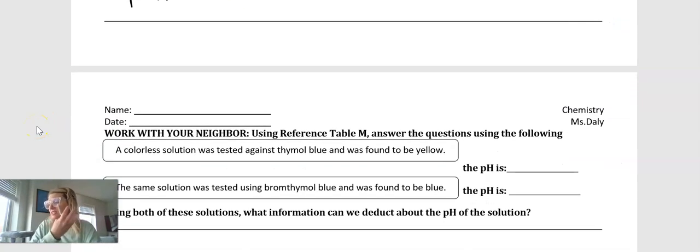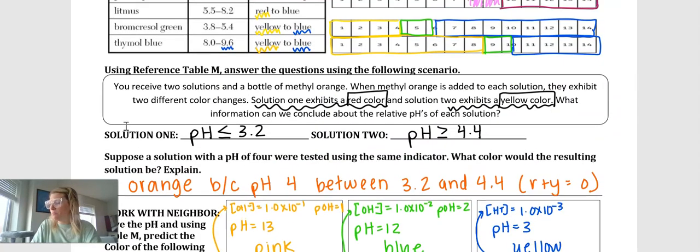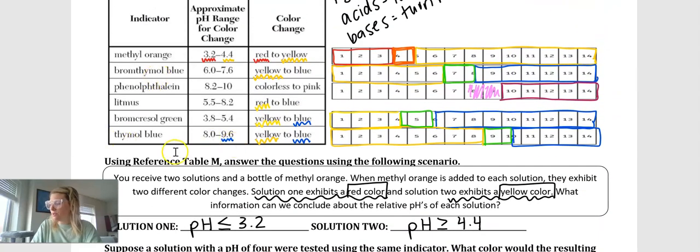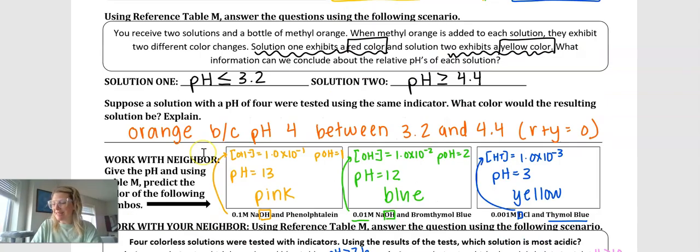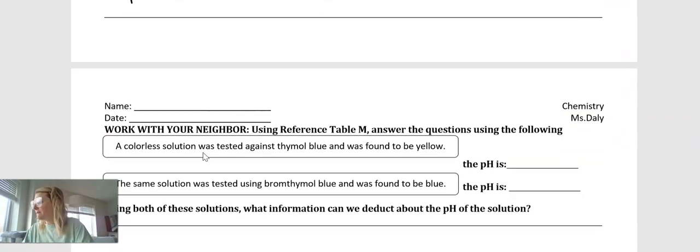Again, let's take a look here and talk about pHs. Using Table M, answer these questions. A colorless solution was tested against Thymol Blue and found to be yellow. What does that mean about the pH? So a colorless solution was tested against Thymol Blue and found to be yellow. That tells us that the pH should be less than 8, okay? Less than or equal to 8, okay?